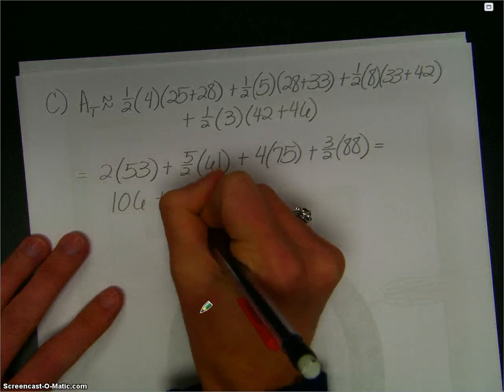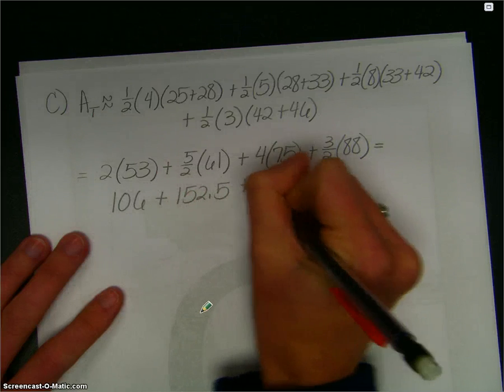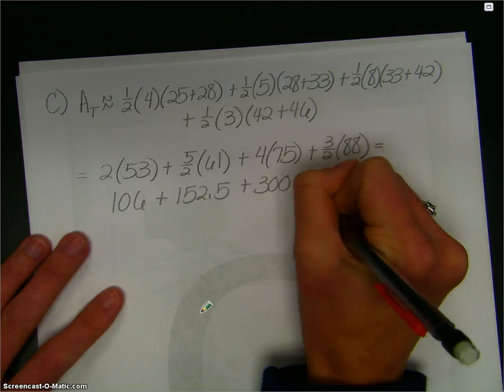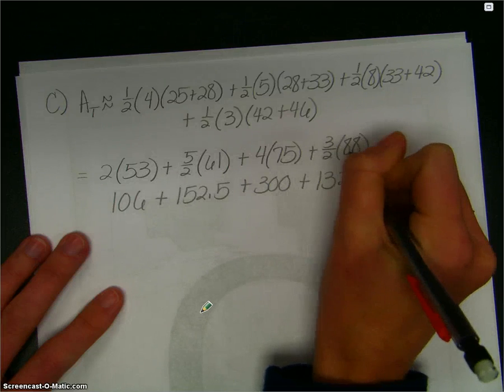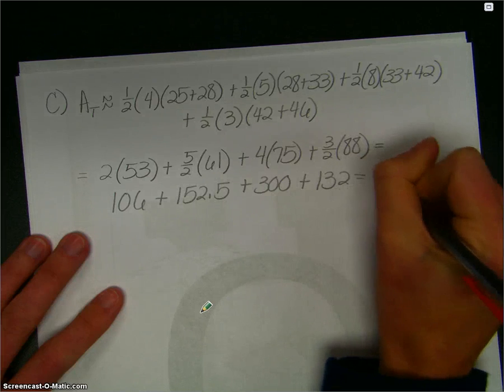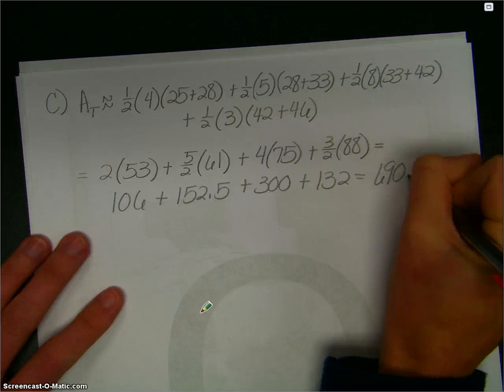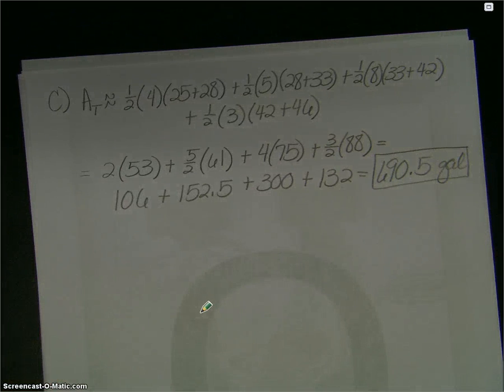This is going to give me 152.5 when I multiply those together, and 300 and 132, because 2 will go into 88 44 times 3. And so all of that added together gives me 690.5, again, gallons. Okay, you can check your answer because they all should be a little bit close to each other. You should have numbers that are all kind of in the same ballpark.